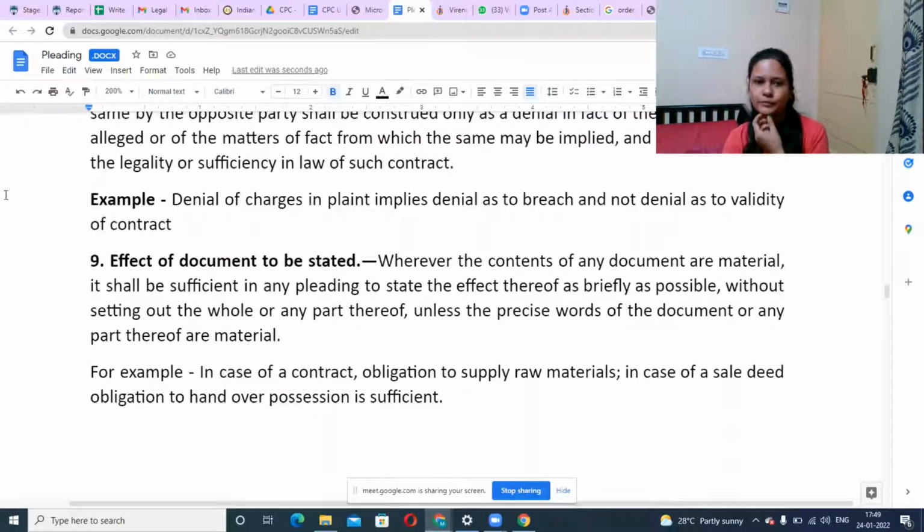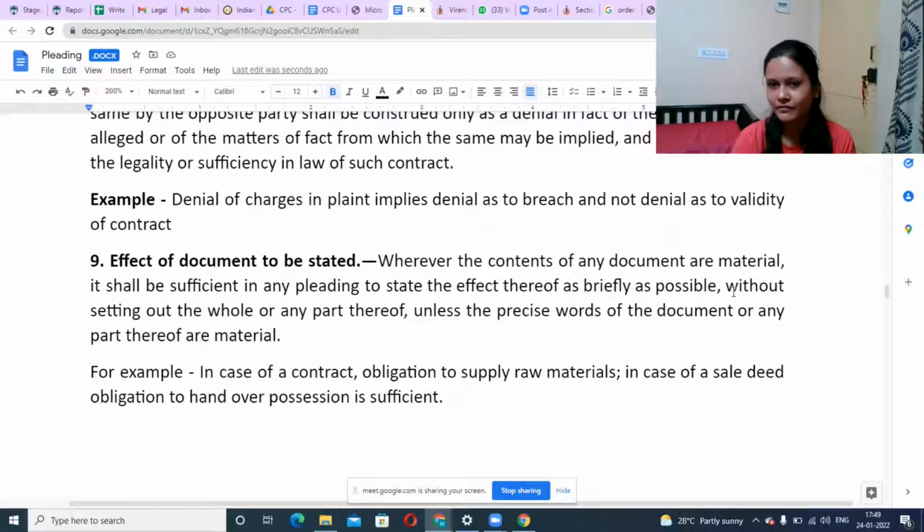Effect of document to be stated. Wherever the content of any documents are material, it shall be sufficient in any pleading to state the effect thereof as briefly as possible, without setting out the whole or part thereof, unless the precise words in the document or any part thereof are material.